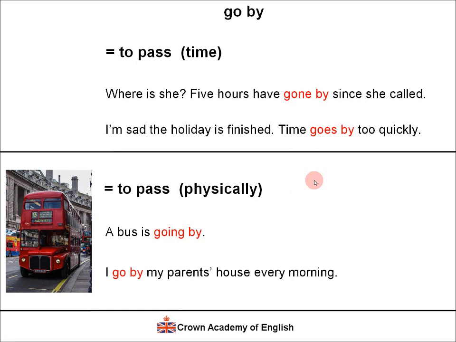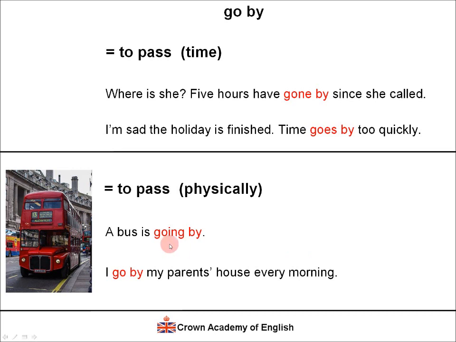I go by my parents' house every morning. So we are talking about every morning. So this is a regular action. So that is why we have used the present simple. I go. Okay? So it's I go by my parents' house. So this means I pass my parents' house every morning.